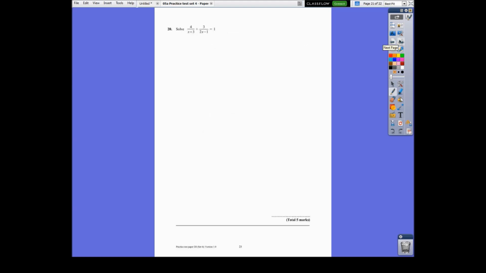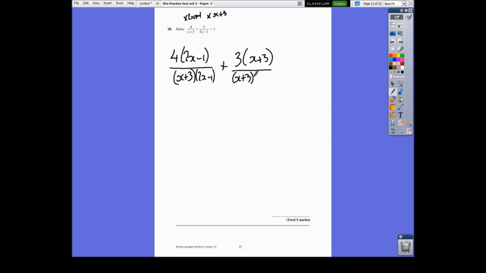Question 20. Solve 4 over x plus 3 plus 3 over 2x minus 1 equals 1. Well, the first thing I want to do is put them both over a common denominator. So I'm going to multiply the first fraction by 2x minus 1, and I'm going to multiply the second fraction by x plus 3. So that will give me 4 brackets 2x minus 1 over x plus 3, 2x minus 1, and add to that 3 brackets x plus 3 over x plus 3, 2x minus 1. And that will be equal to 1.